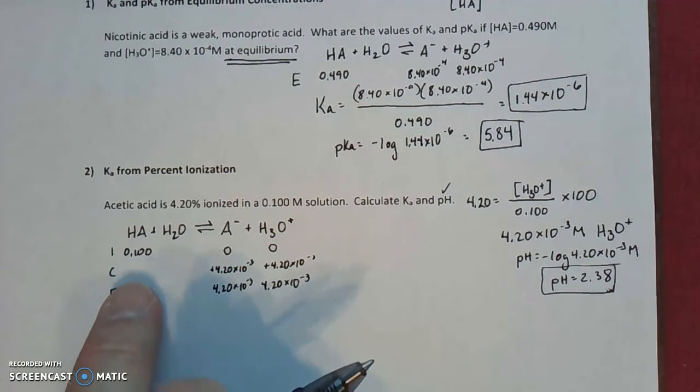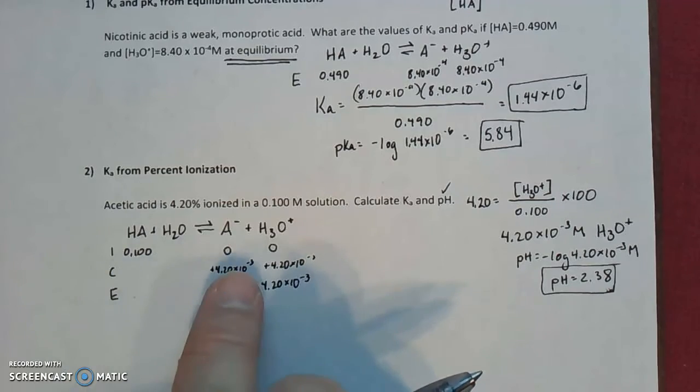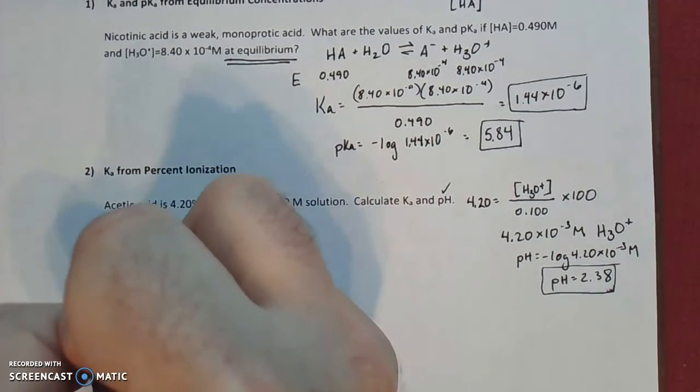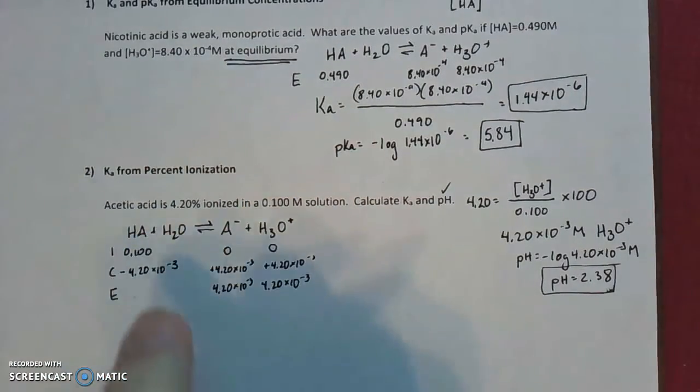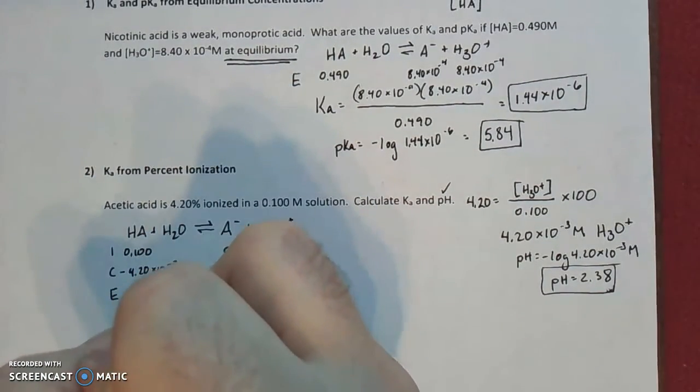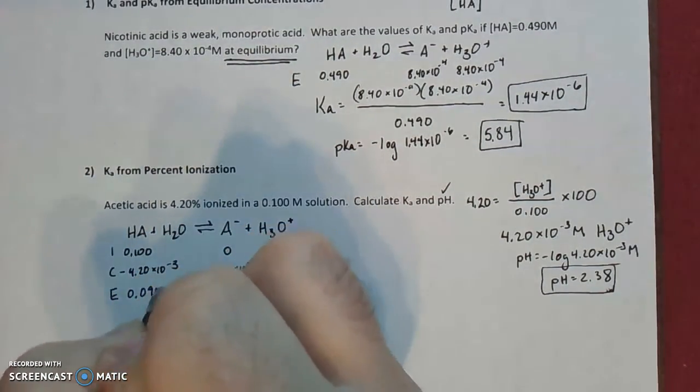When we go back, we know that this value is minus x. Well, we know what plus x is. So this is minus 4.20 times 10 to the minus third. When we do this calculation, we get 0.0958.